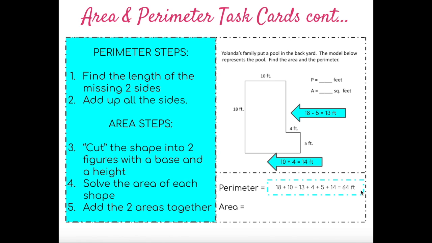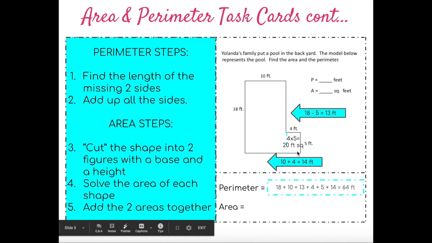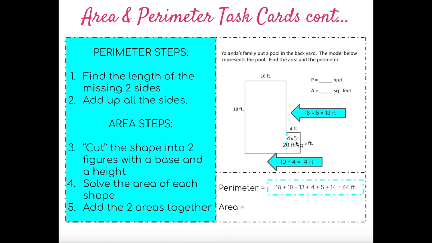Next up, for the area, you're going to cut the shape into 2 figures with a base and a height. I drew my line there. You're then going to find the area of the first smaller rectangle, which is 4 times 5, which gives you 20 feet squared. Now I will find the area of the larger rectangle. 10 times 18 is 180 feet squared. The final step to find the total area is to add the two areas together for your total area of 200 feet squared.